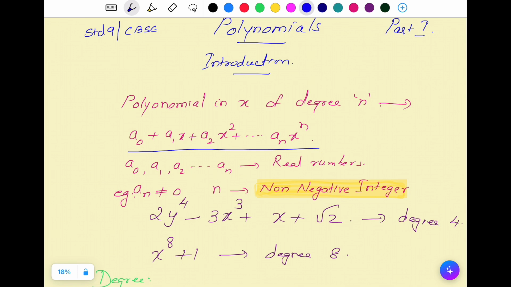So, this is a polynomial of degree n because it is x to the power of n and all these coefficients are real numbers. If this has to be of degree n, then an cannot be equal to 0, and another important condition is that the degree should be a non-negative integer.